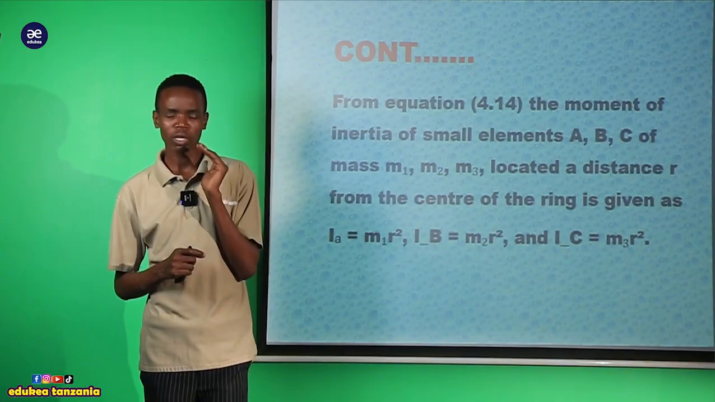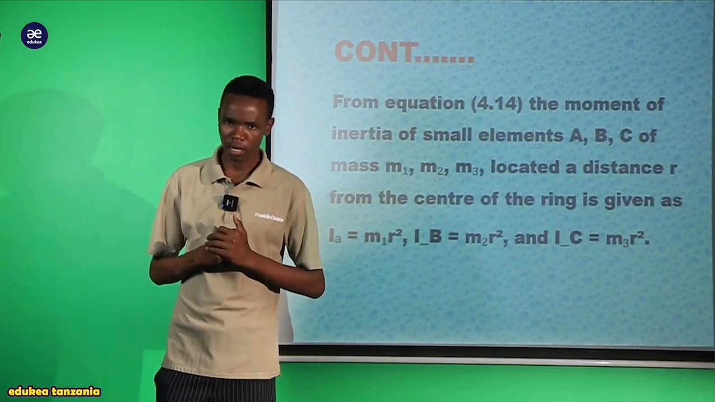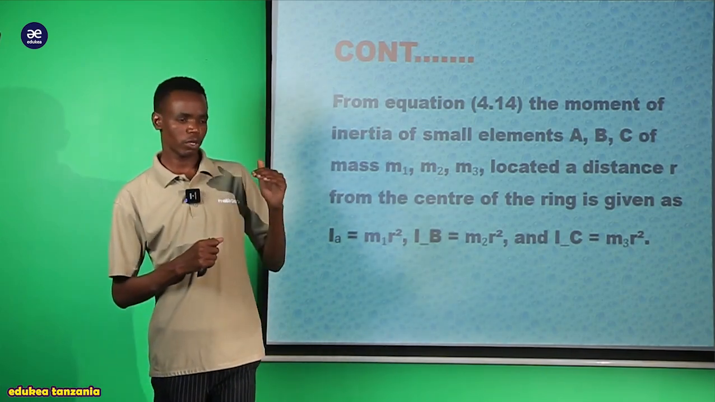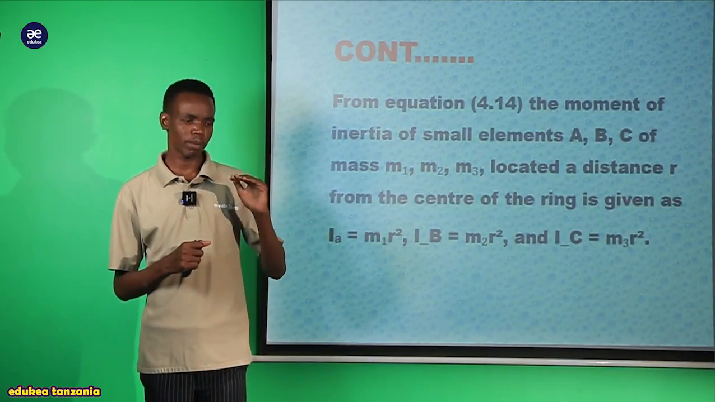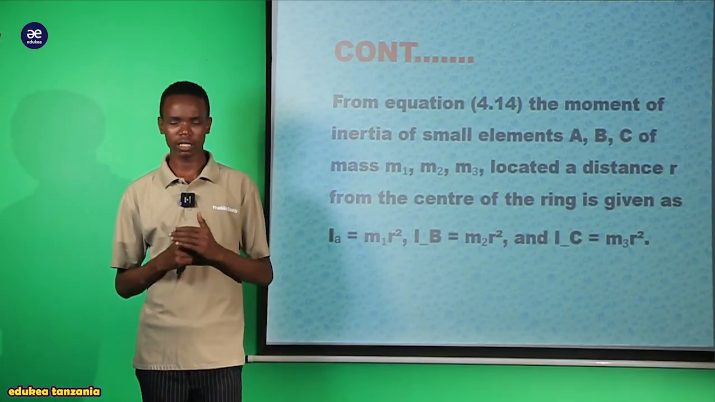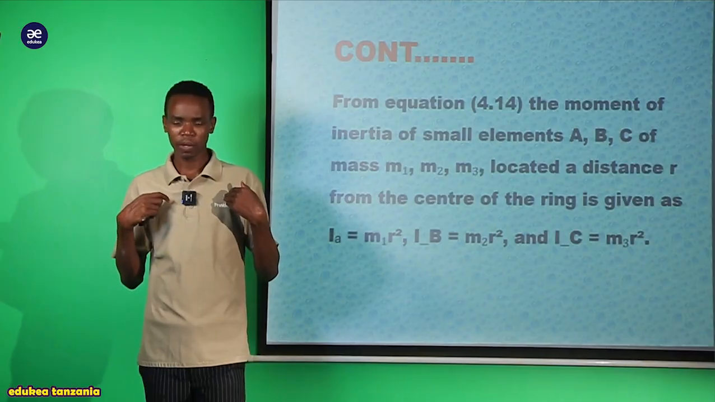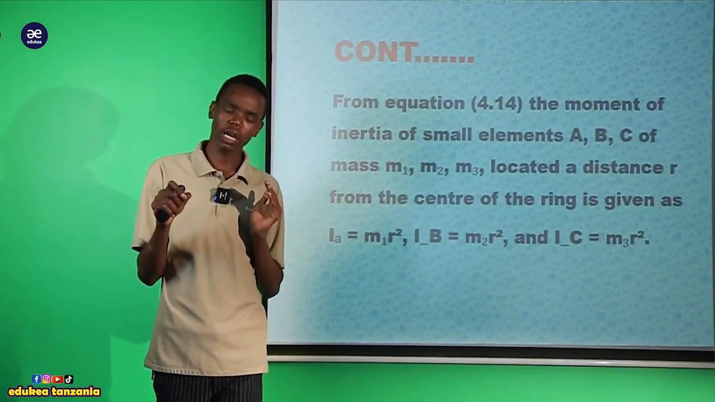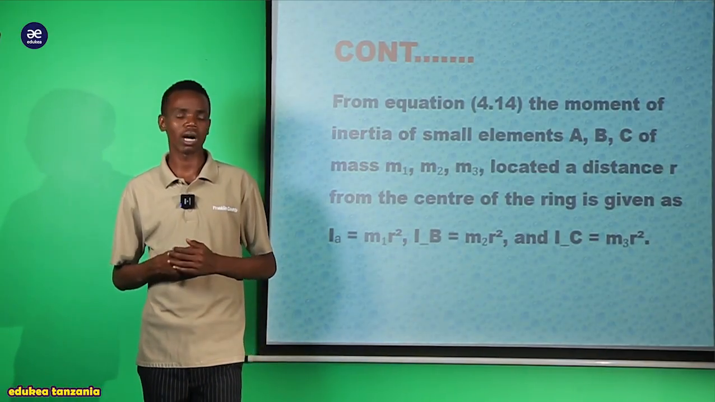Finally, for the point C here, we obtain the moment of inertia for the point C by taking the mass 3, because at point C we have the mass 3. Now, if we want to obtain the moment of inertia, we should take the mass 3, the mass that is found at the point C. Then we multiply by the distance, r squared. This r implies the distance between the point C and also the center where the axis of rotation occurs.